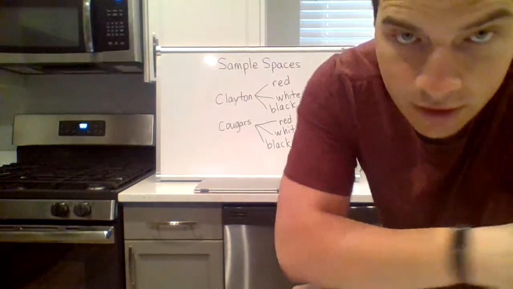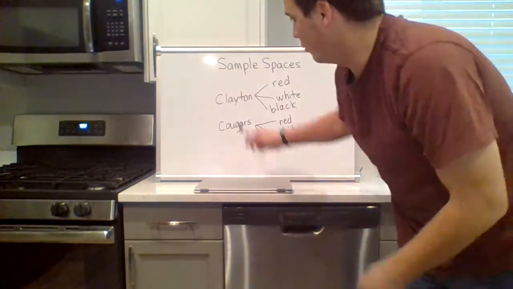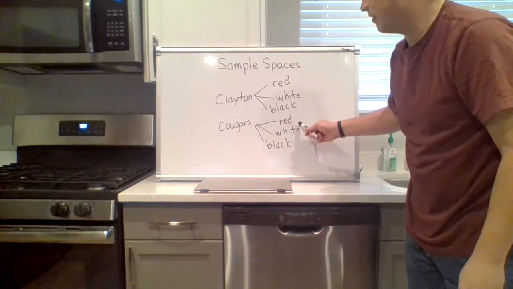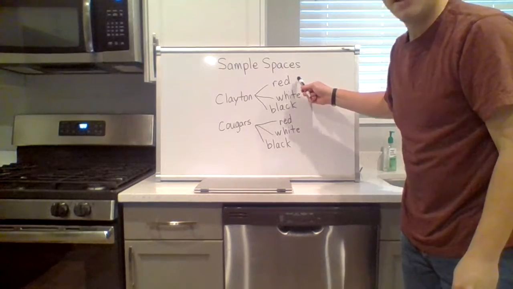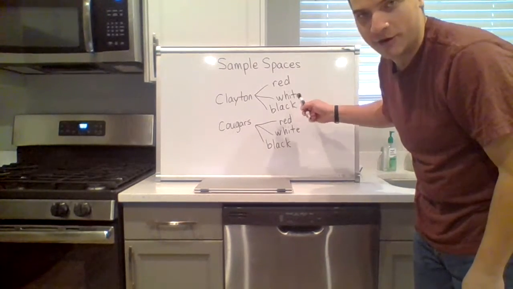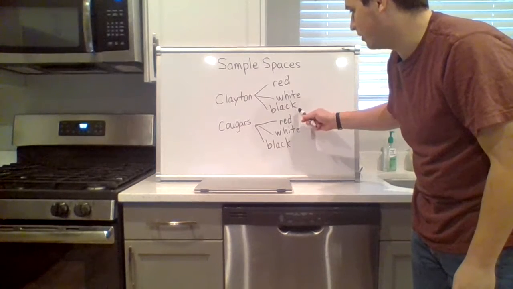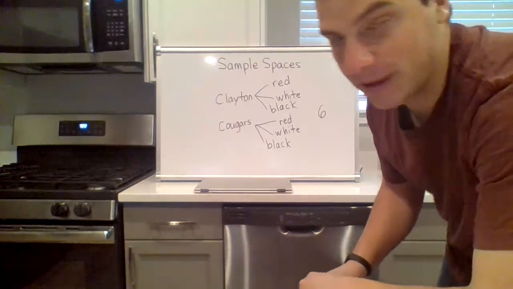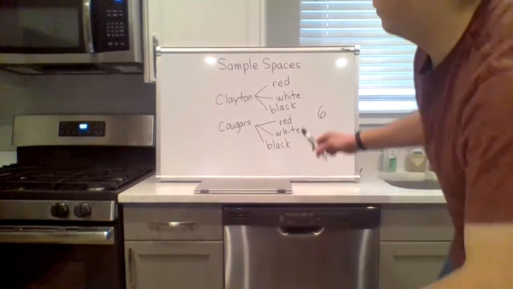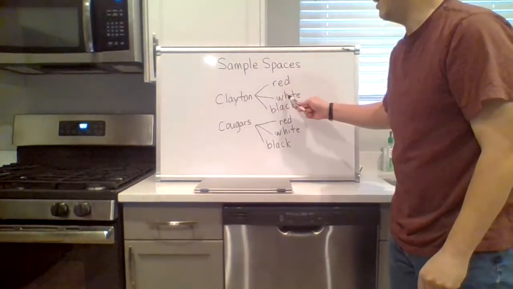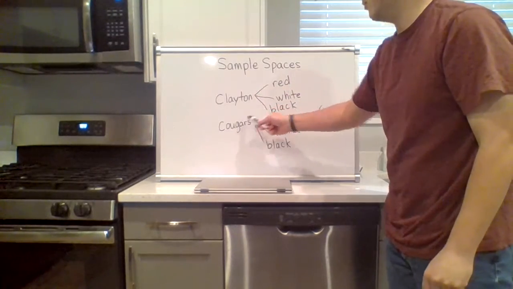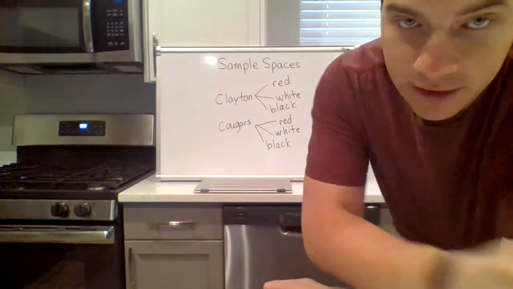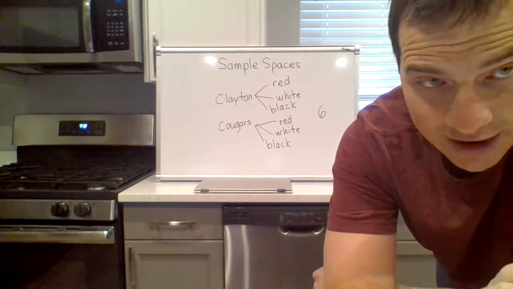Okay, so you start off with the two possibilities for the name on the jersey, and then each of them have three options for the color. So we count how many total combinations there are for our sample space. 1, 2, 3, 4, 5, 6. There are 6 combinations for the sample space. You can have Clayton in red, Clayton in white, Clayton in black, Cougars in red, Cougars in white, and Cougars in black. Alright, so that is the sample space.